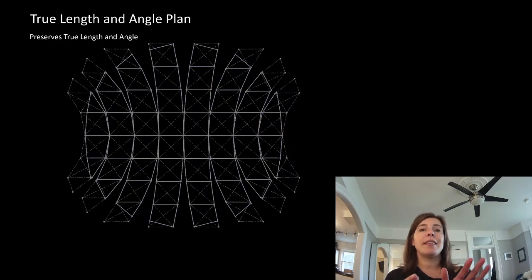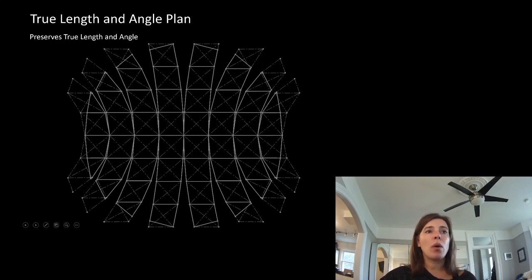I really like this one. This one is the peeled orange option. This preserves true length and angle. So you can see that I created a grid network to be able to represent this. So these are the exact elements.